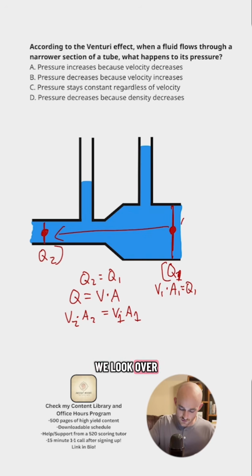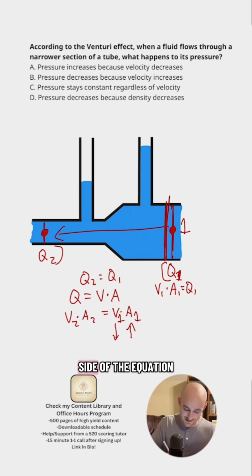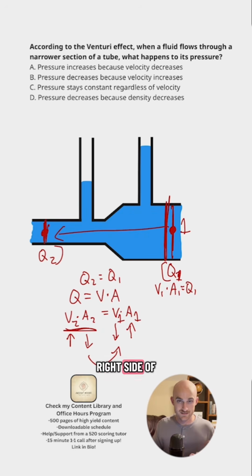And then when we look over here at point 1, we can see that that cross-sectional area is really large. So it has a large cross-sectional area. That means that the velocity has to be lower if the right side of the equation is going to stay equal to the left side of the equation. And then when that cross-sectional area decreases over at point 2, so the cross-sectional area is lower, that velocity is going to increase to keep it equal to the right side of the equation.